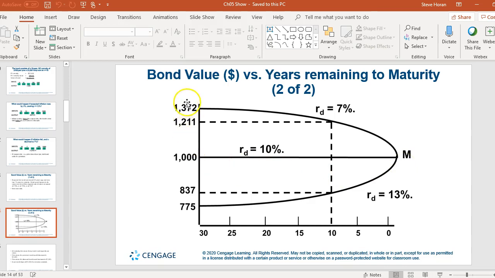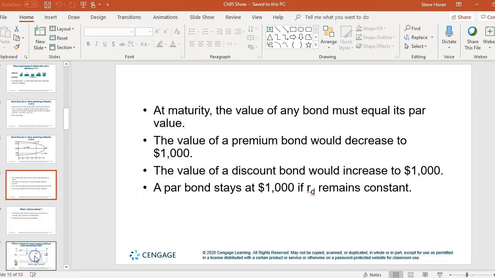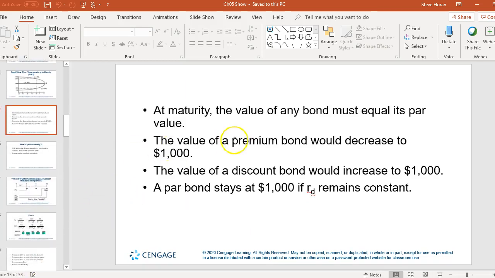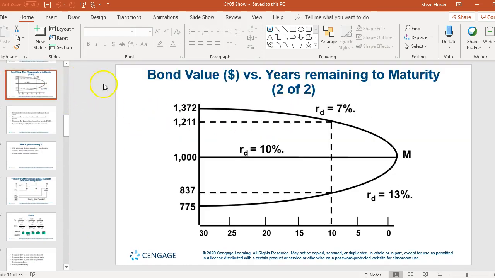So these values, no matter what we sell a bond for, no matter what it's valued for on the date of issue, when it matures, it comes down to $1,000. Okay, so that graph kind of shows you how that works. So at maturity, the value must equal par value, and that's the key with that one. That's why you see the premium bond coming down to 1,000, the discount bond rising up to 1,000.